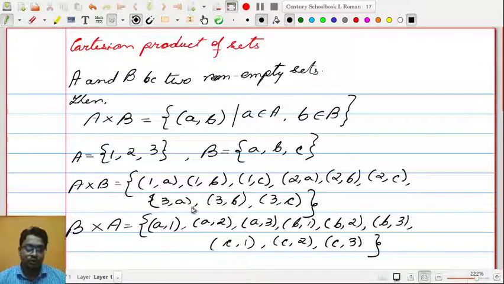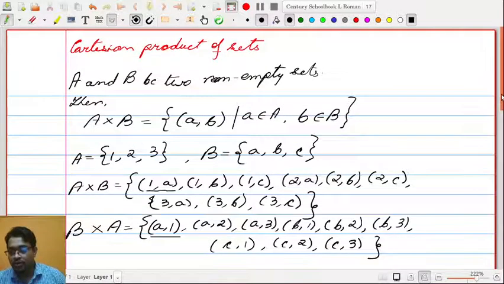From the products themselves you can see that (1, a) is an element of A cross B, but (1, a) is not in B cross A. (a, 1) is in B cross A. So it is not necessary that A cross B and B cross A are the same sets. In fact, whenever A and B are different sets, A cross B will always be unequal to B cross A.